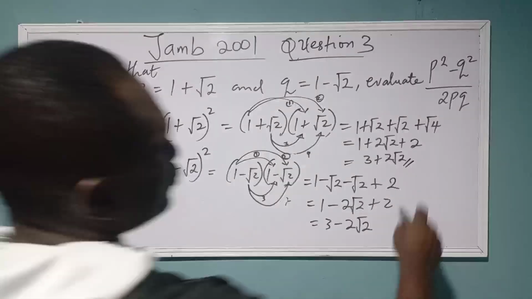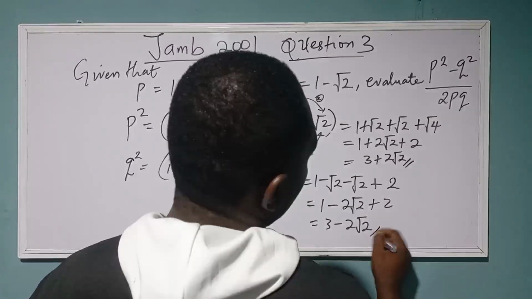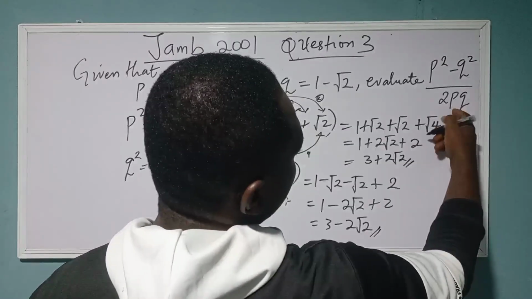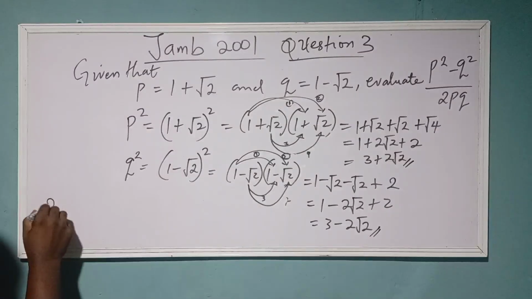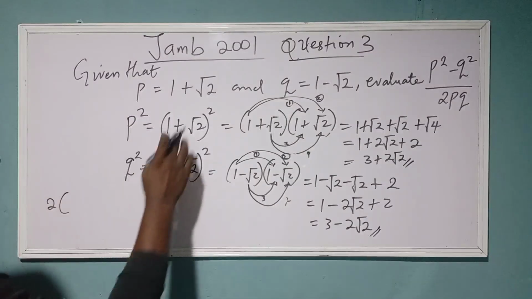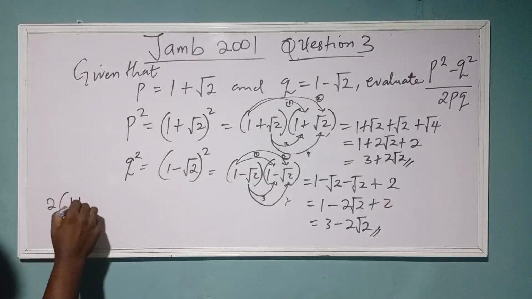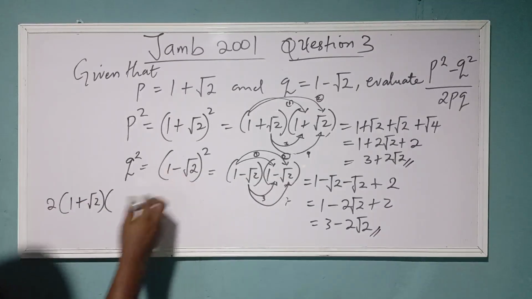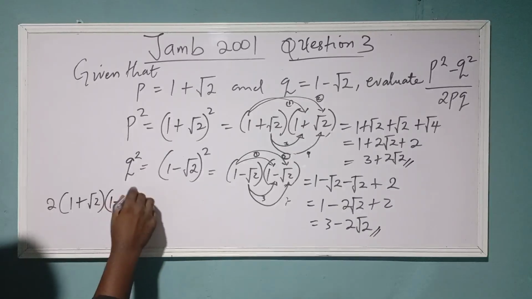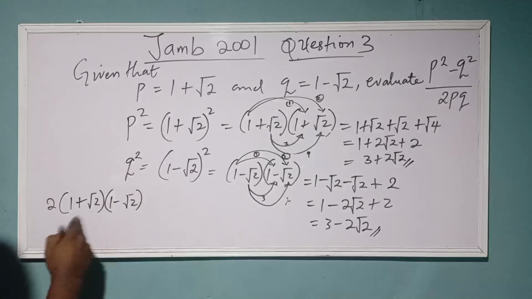Now the next thing we're going to do is for 2PQ. So we have 2. P is 1 plus root 2, and then Q is 1 minus root 2. So let's keep the 2 first and deal with this.